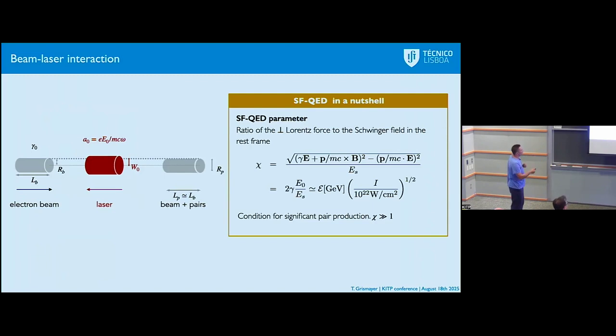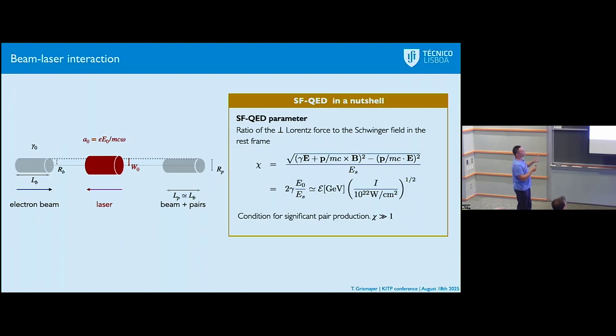For those who are particular, this is the intensity parameter, which also represents how relativistic the electron is wiggling in the laser fields. This is the laser focus, which will also be a few microns, and the laser, let's say, a few femtoseconds. After the interaction, I end up with what is left from the electron beam plus the pairs. I think this has been introduced by David Rice this morning, but what is strong field QED in a nutshell?